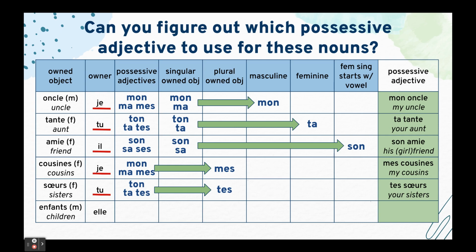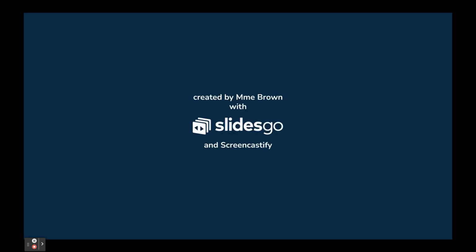And then finally, looking at enfants, the children, who is the owner? She, elle. So with elle, we can only use son, sa, or ses. She owns the children. They are her children. Because it's plural, we use ses enfants. Normally, we don't say the S at the end of ses, but because it's followed by a vowel, it makes a Z sound. So ses enfants, her children.